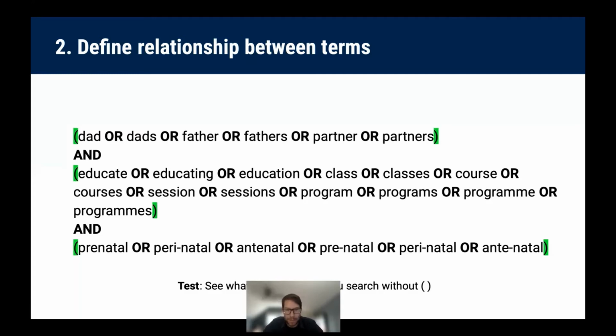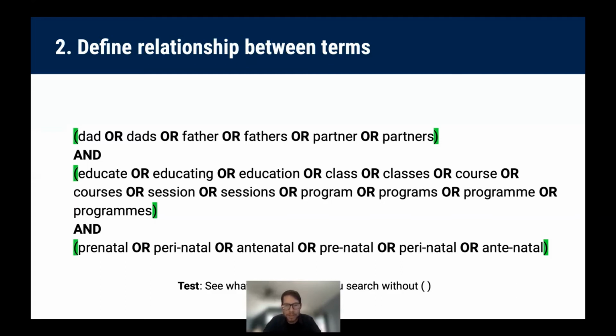So I've nested and grouped together all of the dad related terms. I've done the same with education. I've done the same with prenatal terms. And then I've combined each of these sets of terms with AND. The brackets will tell PubMed or any database, most databases at least, that set of parentheses terms is one criteria, and the database needs to just pick out one or more of those terms, at least one of those terms, to bring back a result that meets your specified criteria.